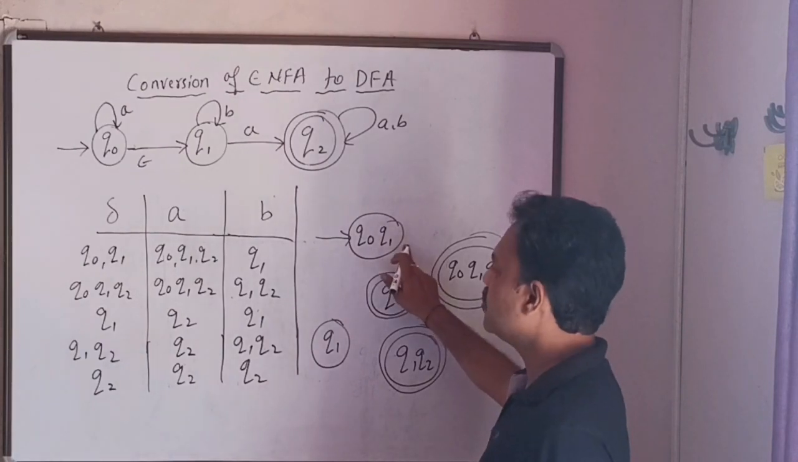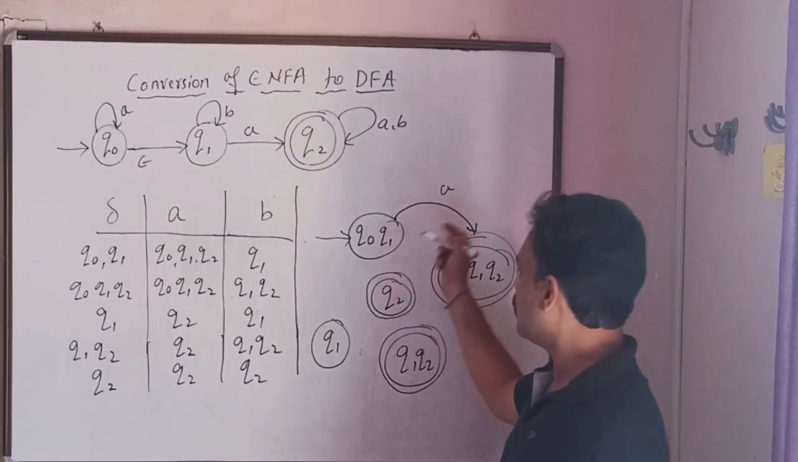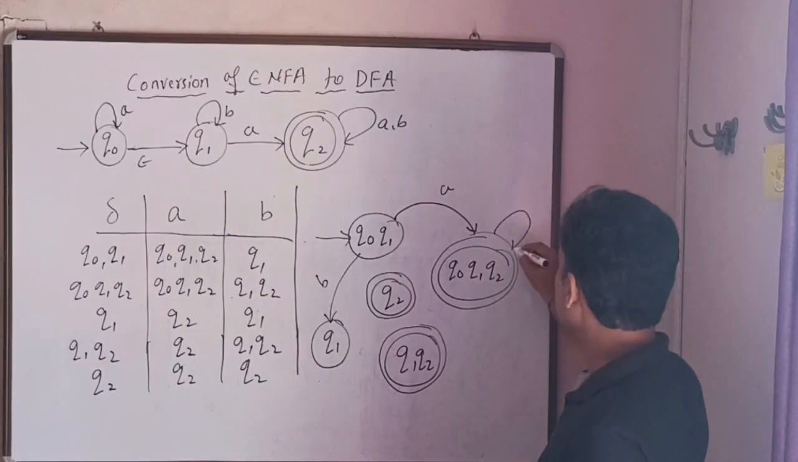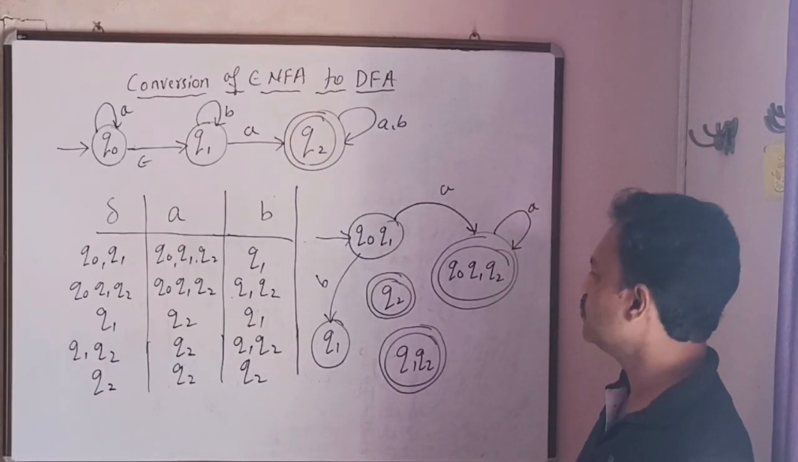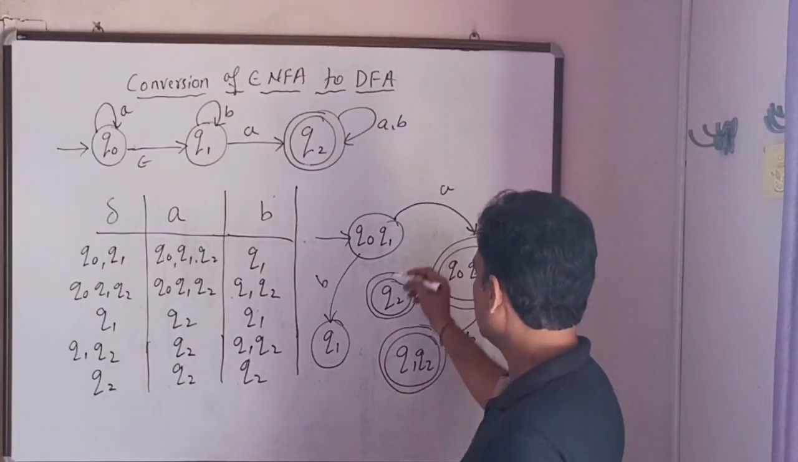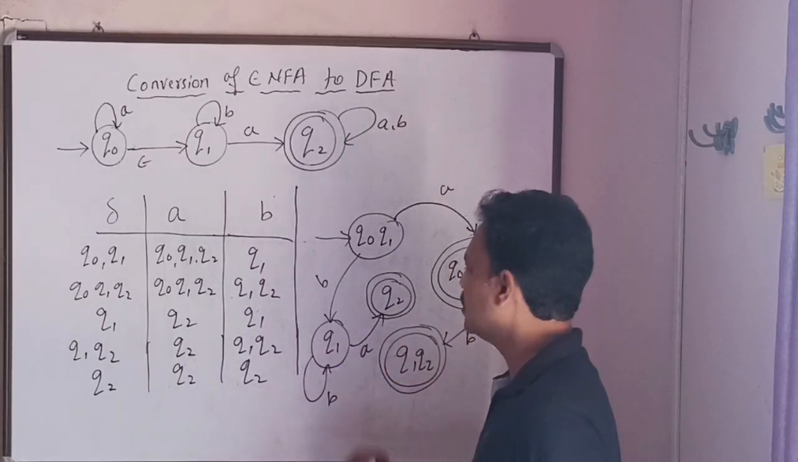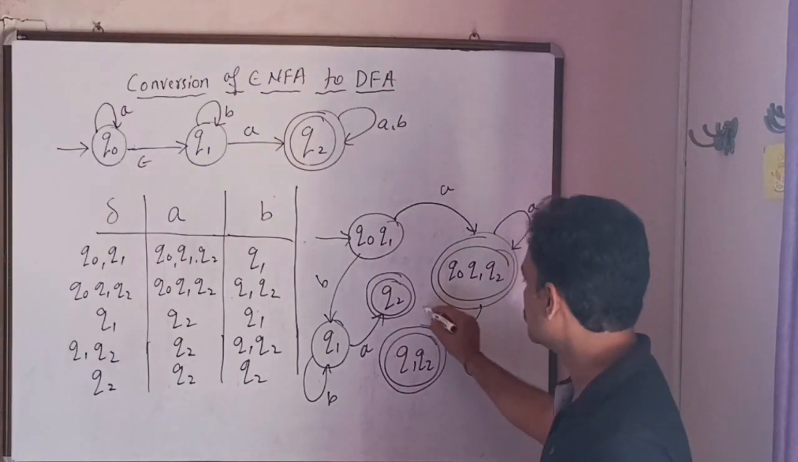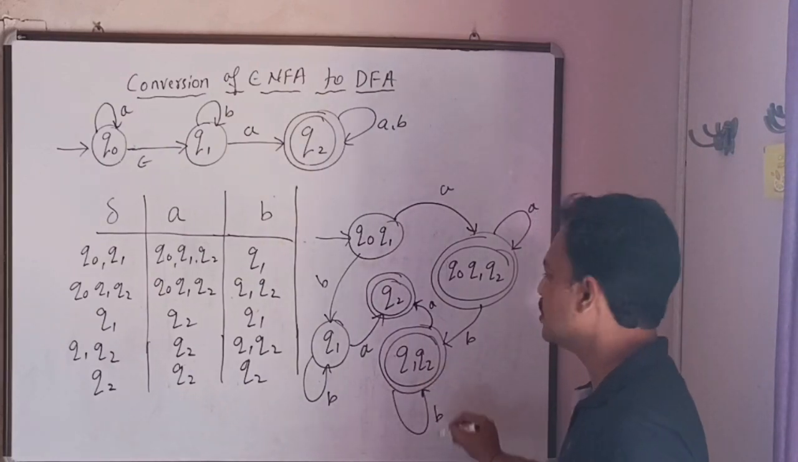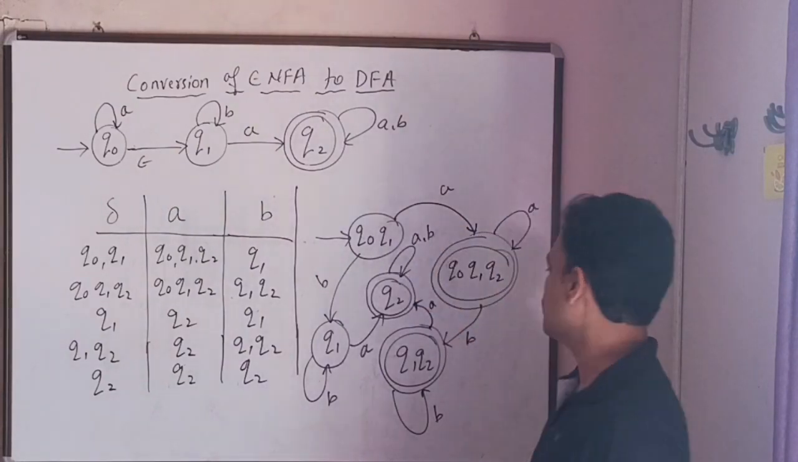So now Q0, Q1 on A goes to Q0, Q1, Q2. Then Q0, Q1 on B goes to Q1. Then Q0, Q1, Q2 on A remains in the same state. Q0, Q1, Q2 on B goes to Q1, Q2. Then Q1 on A goes to Q2. Then Q1 on B remains in the same state. Then Q1, Q2 on A moves to Q2. Then Q1, Q2 on B remains in the same state. Then Q2 on A remains in the same state, as well as for B.